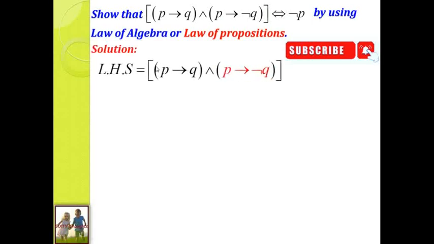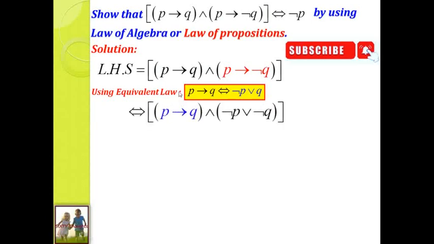So we take the left hand side expression. What is the left hand side expression? P then Q and P then negation Q. Okay. First I am going to simplify this expression by using the equivalence law. What is the equivalence law? We know P then Q is equivalent to negation P or Q. So here I am going to apply the equivalence law to the second expression. So we can write the second expression as P then Q and negation P or negation Q.